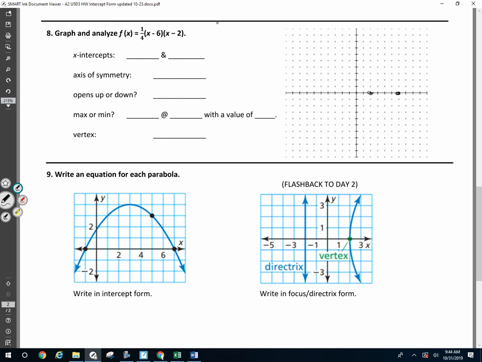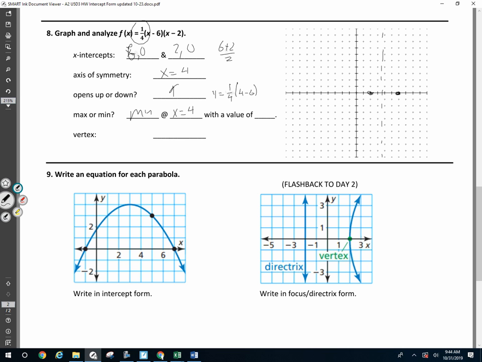The x-intercepts are at x equals 6 and 2, so (6, 0) and (2, 0). The axis of symmetry is at x equals 4, which is 6 plus 2 divided by 2. Opens up or down? I see A is positive, so it opens up, which means I'll have a min at x equals 4. Let's find the y coordinate of the vertex. I have 1/4. If x is 4, y equals 1/4.